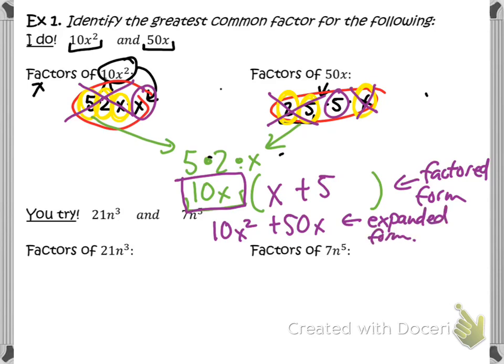Alright, here on this You Try, go ahead and try this You Try. You have 21n to the 3rd and 7n to the 5th. Try it first, then press pause, and then check your answer. So go ahead and press pause and try it.